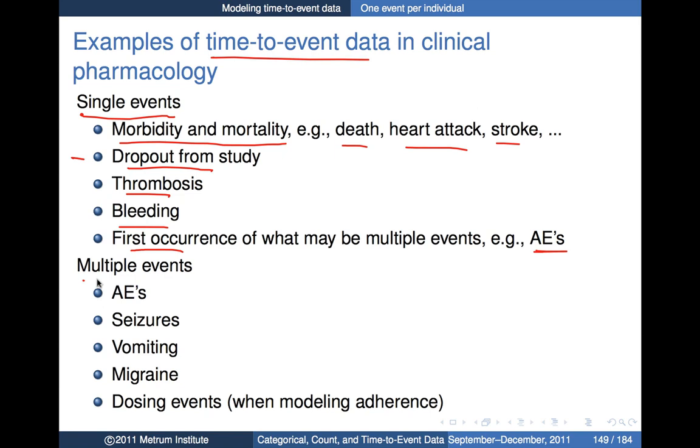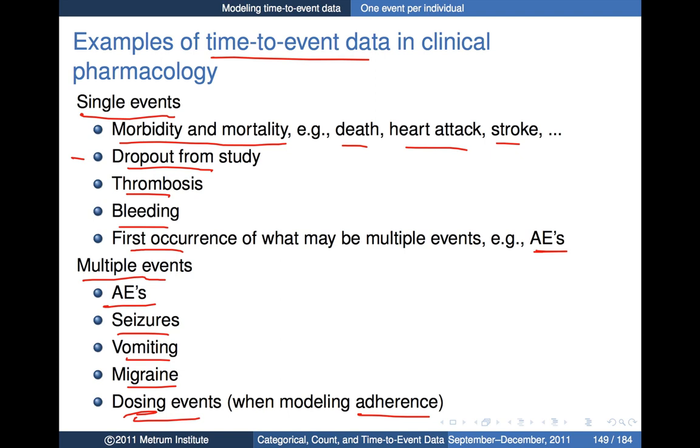In some cases, we may be talking about things that may occur multiple times during a study or some other observation period. So again, that could include adverse events, seizure events, vomiting events, the occurrence of migraine, dosing events in cases where you want to model adherence. Time to event modeling is sometimes appropriate to deal with modeling of adherence. And I'm sure you could think of a lot of other cases. Anything which can occur as a discrete event somewhere during an observation period is fair game for time to event modeling.